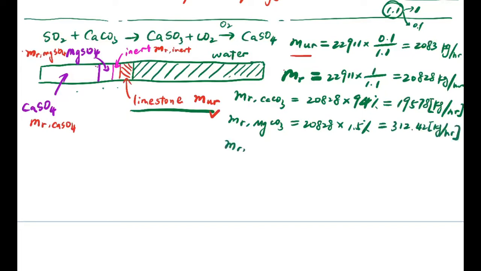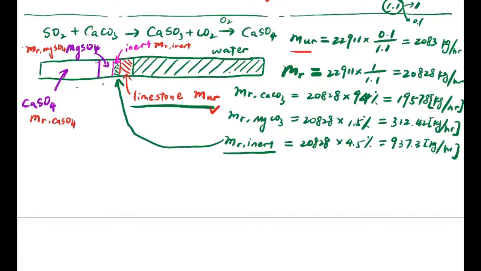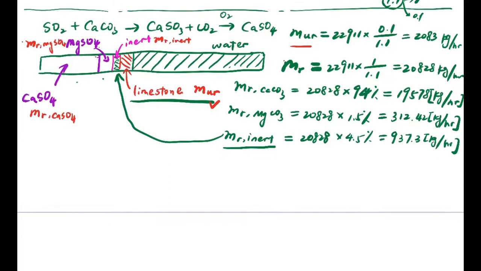And also the inert. Okay. So in terms of the inert, its composition is not being changed, right? So it's just going to be the amount that's going to fill in this pie here. Okay. And in terms of the calcium carbonate and magnesium carbonate, their composition changed. So their composition changed to magnesium sulfate and calcium sulfate, right?